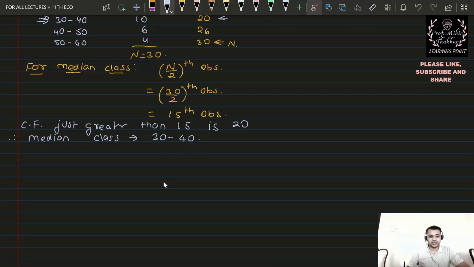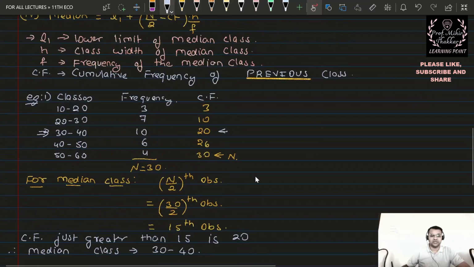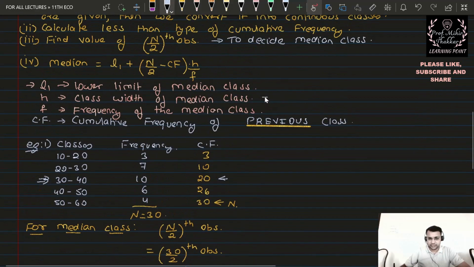As soon as you guys get the median class, you can find all the information required for your formula L1, H, F, and CF. L1 is the lower limit of the median class, which is equal to 30. H is the class width. Now when we say class width, we can write over here that it is upper limit minus the lower limit.